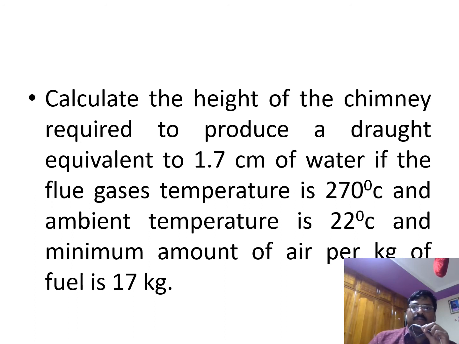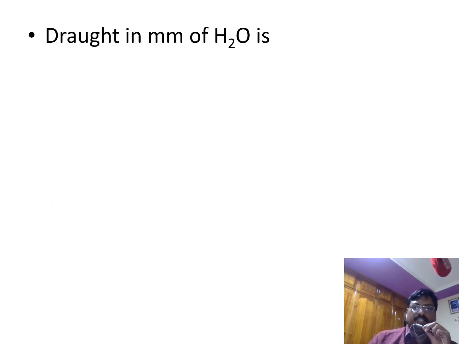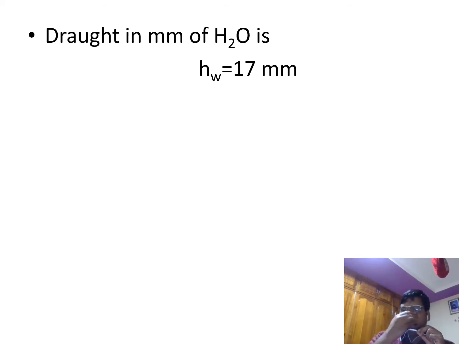Okay, so now what is the data given? First of all, we have to write down what is the data given. So draught in mm of H2O is given as 1.7 centimeters. If you convert it to mm, we can write it as 17 mm.